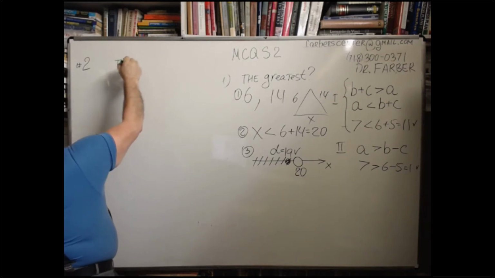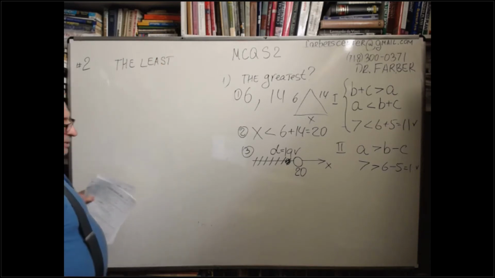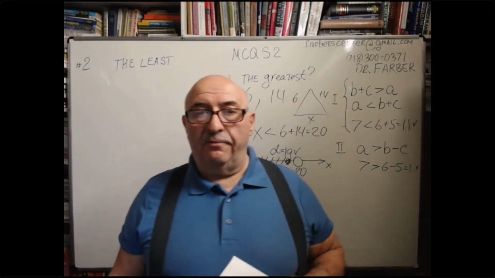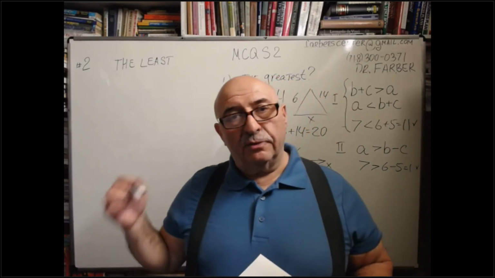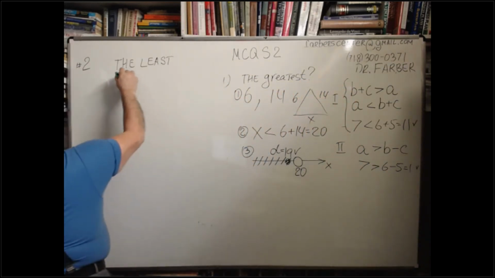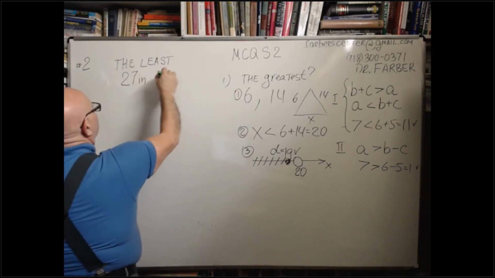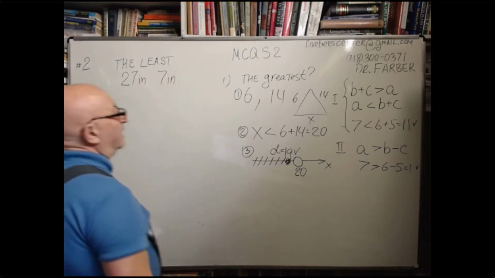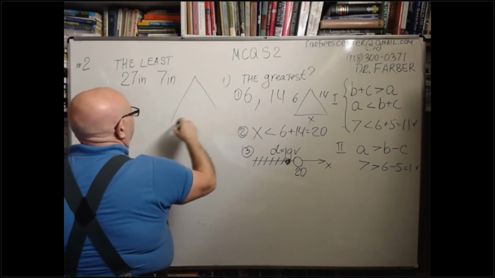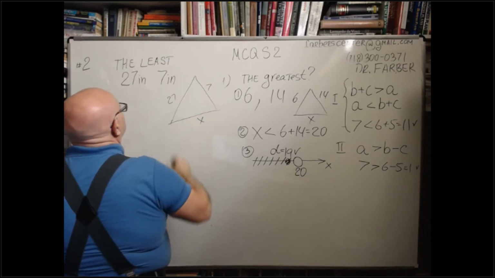So always write: the question is, they ask you the least. This is your target. The least. Always think about your target. In TRIZ, which you're using a lot in my practice, you use IFR, ideal final result, target. What else? One side is 27 inches and 7 inches. To illustrate this, I also can make a picture. Let's say this is not to scale. This is 27, this is 7, and this is X.